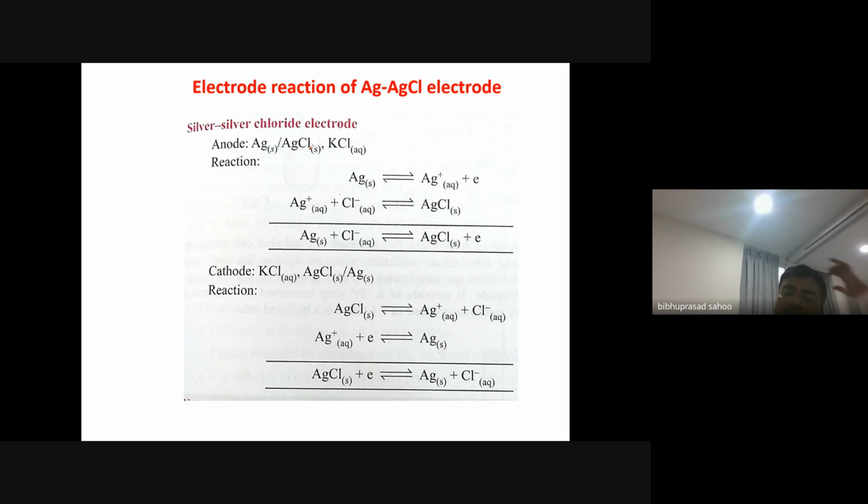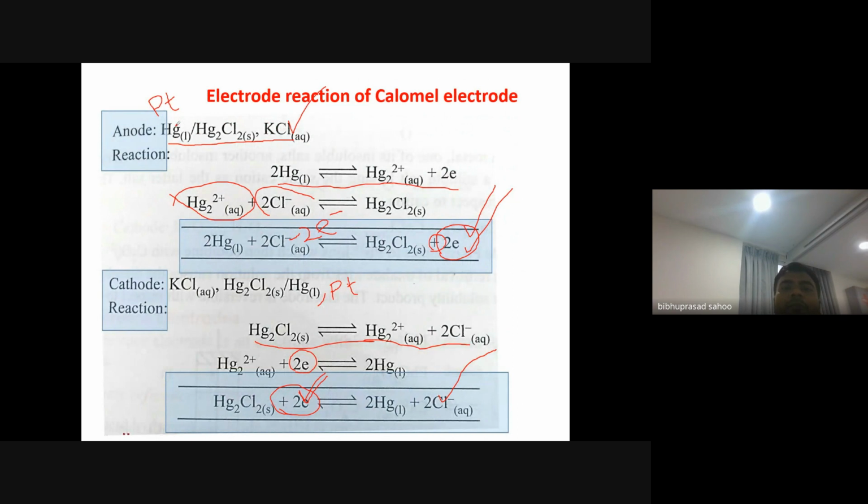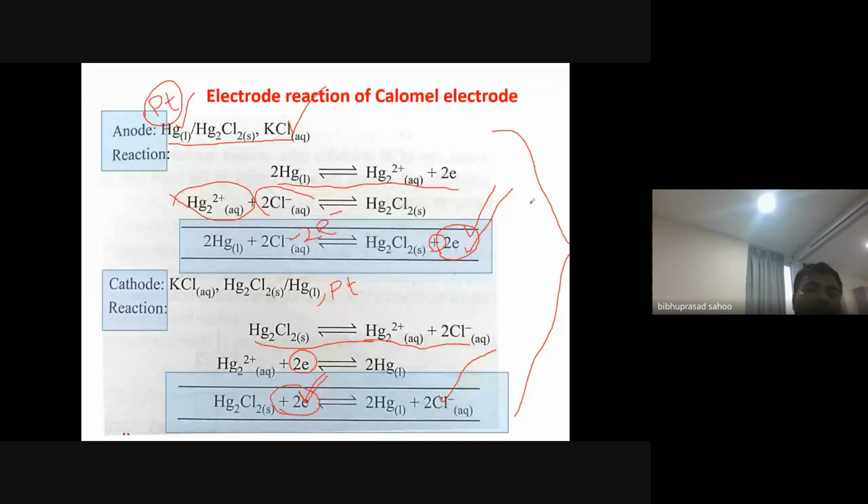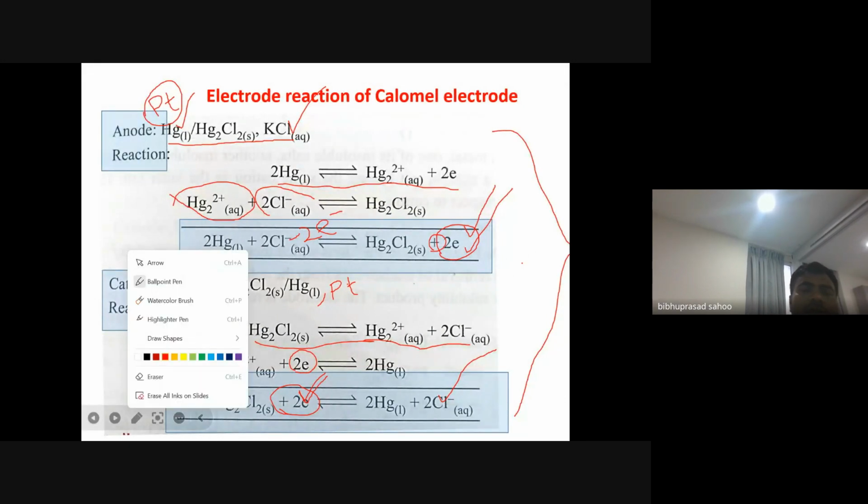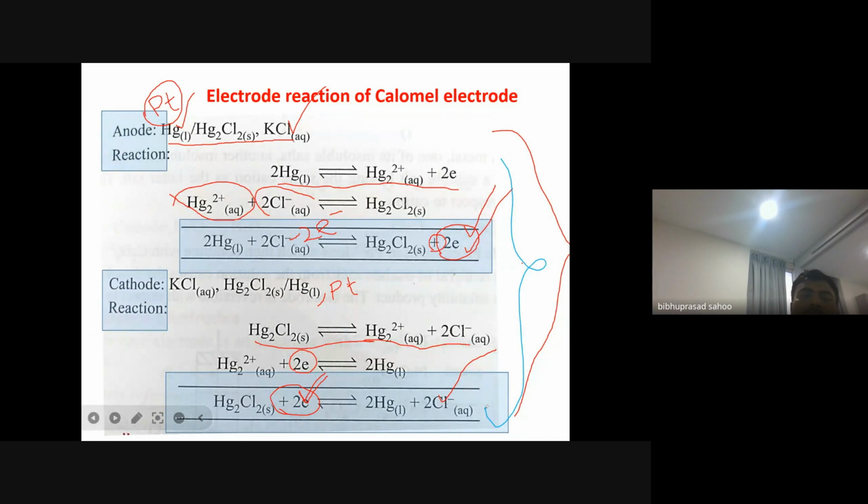See here, metal means metal. This is silver. Here, no platinum is required. Why? Because mercury, the last slide. Mercury is a liquid. So how can we bind wire in liquid? How can we send current to liquid? So by the help of an inert metal. Platinum only conducts electricity. See, in the total reaction from here to here, nowhere is platinum taking part in the reactions. Are you getting me clear? Platinum only conducts electricity.